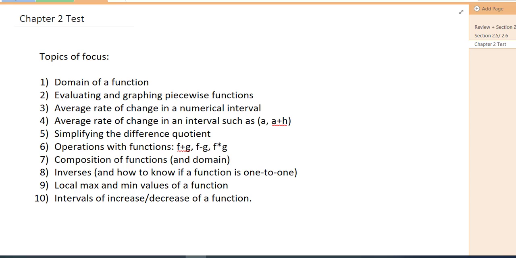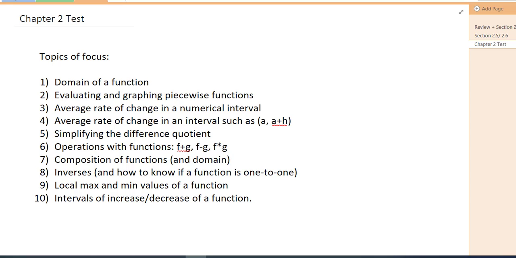Also, you should know how to do operations with functions, adding them, subtracting them, multiplying them, dividing them, etc., and then compositions of functions, and finding domains for all of those. Inverses and how to know if a function is one-to-one, right? A function only has an inverse if the function is one-to-one. So if the function is not one-to-one, we can't really talk about the inverse of a function.